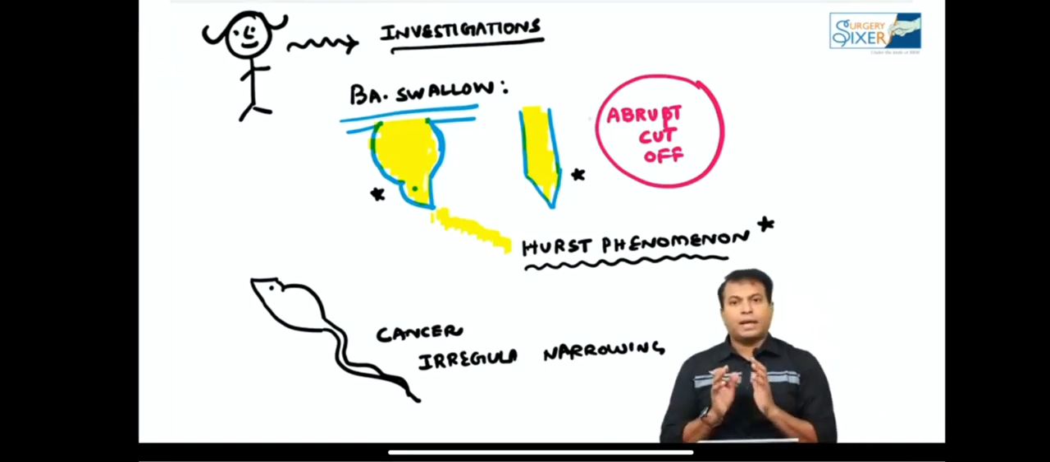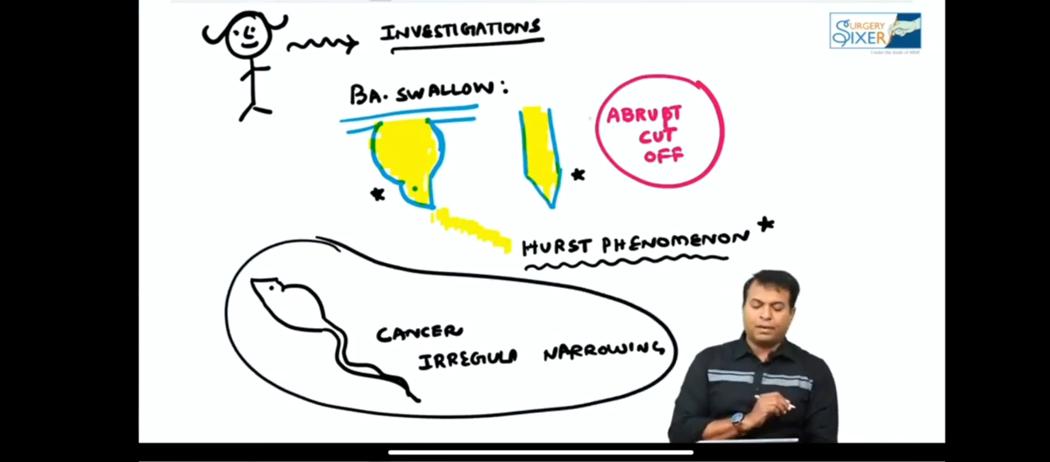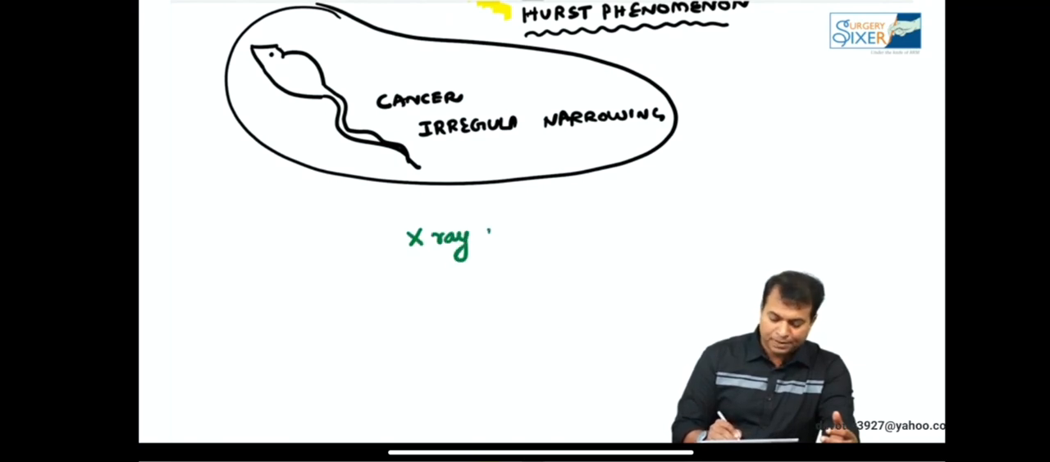So please don't forget, rat tail or irregular narrowing, and the Hurst phenomenon, abrupt cutoff, pencil tip, bird's beak, are all seen in achalasia. In cancer, you get this rat tail or irregular tapering appearance. What other investigation do I do? I will send the patient for an X-ray of the chest and abdomen.